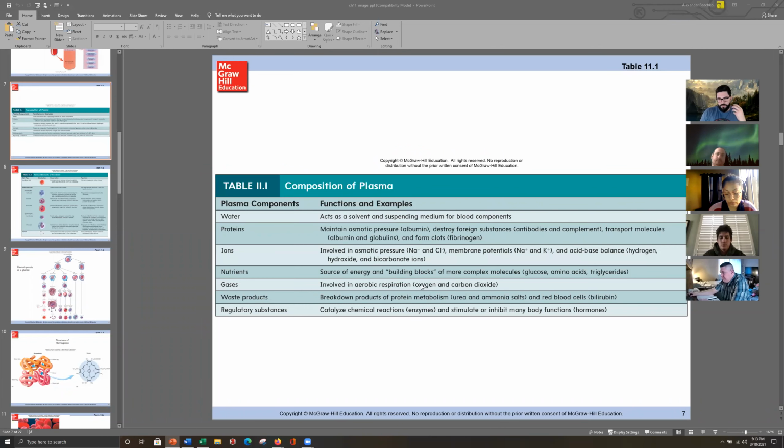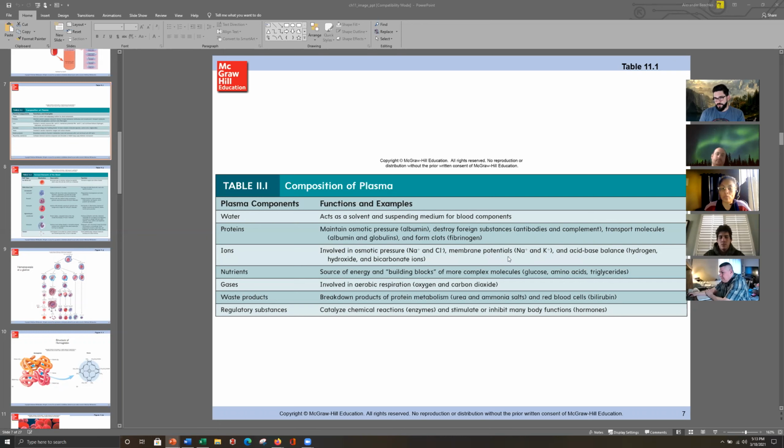So we use albumins to help maintain our osmotic potential, and then we use them to also destroy some foreign substances and can operate as part of the complement system for assistance with antibody function. We can use globulins as well for transport molecules to house some of our fat-soluble hormones. So those can be floating around and be attached to globulins. And then we use fibrinogen, which is again a fat-soluble protein that can be floating around, and it helps assist with the formation of clots. So we'll discuss those today.